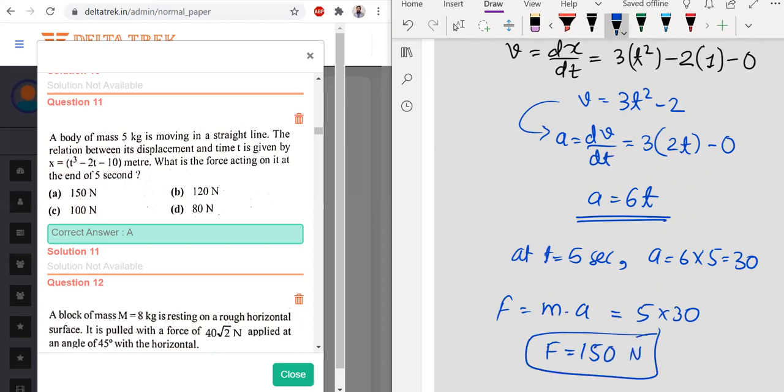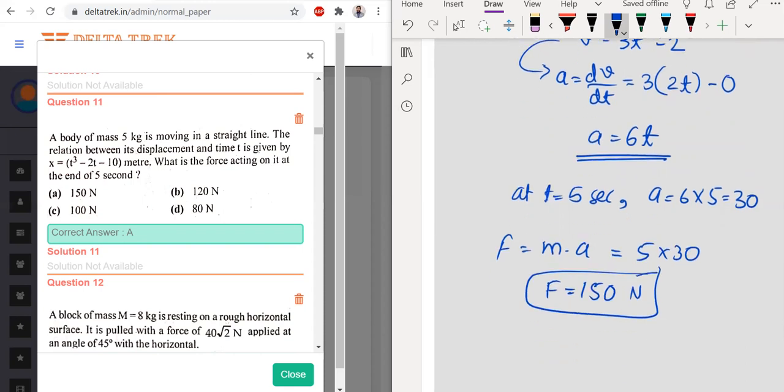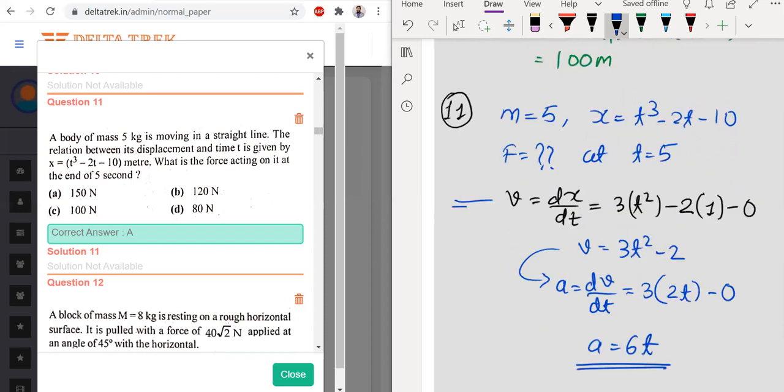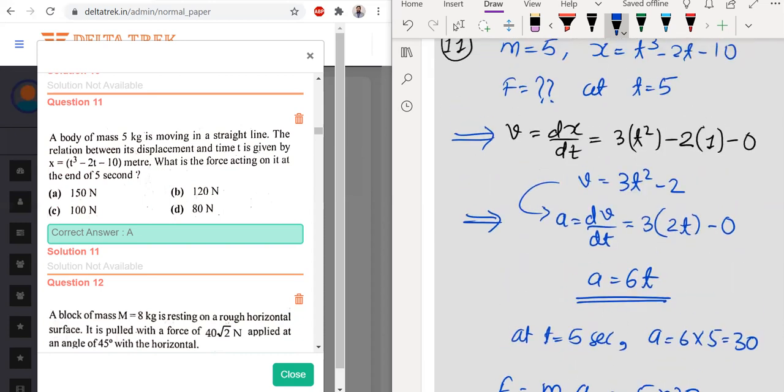So I guess everyone must have understood this. All we needed was to differentiate it. From x we had to find a. So the method is: first differentiate, it will become v. Again differentiate, it will become acceleration.